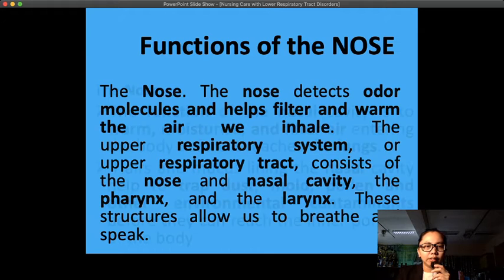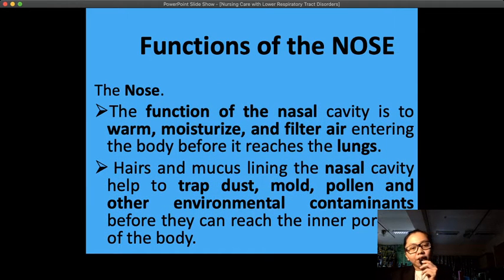Alright? So, the nose, the function of the nasal cavity is to warm, moisturize, and filter air entering the body before it reaches the lungs. Kay mamay ka, di ba? Mga polluted air, mga dagko nga particles, dumiretso ka lungs, di mapatay ka agad, no? So, mapupuno agad ang lungs in mga foreign bodies.